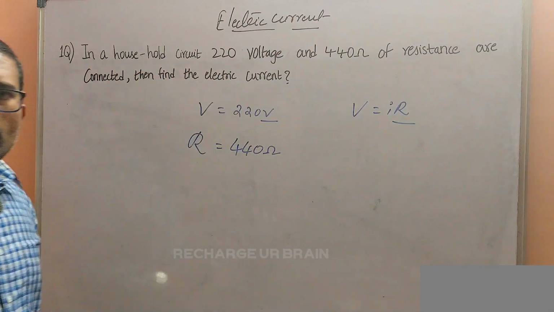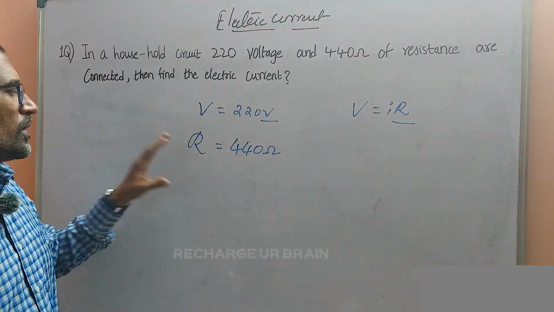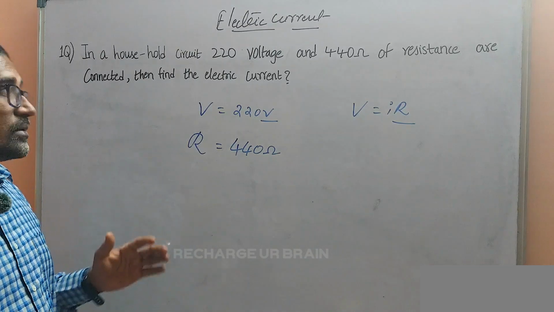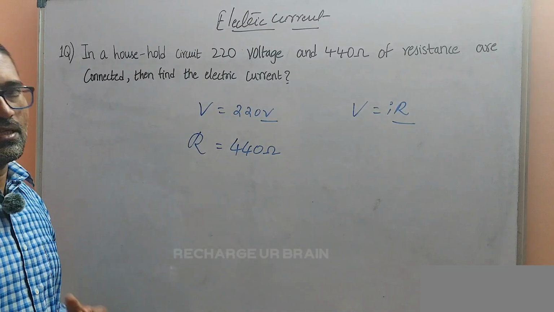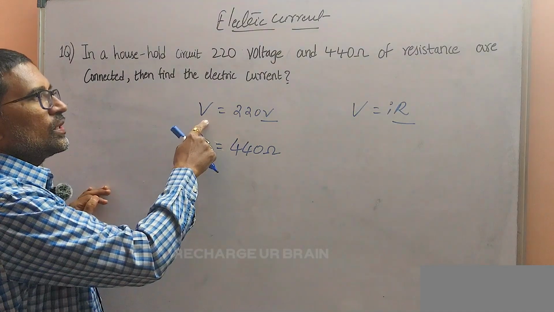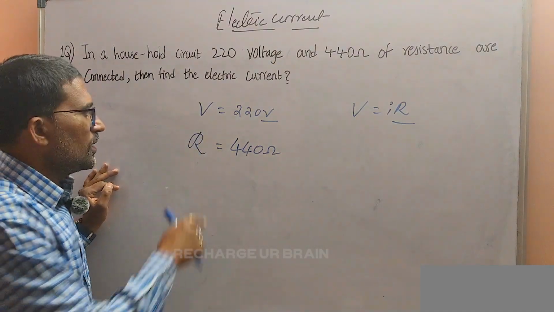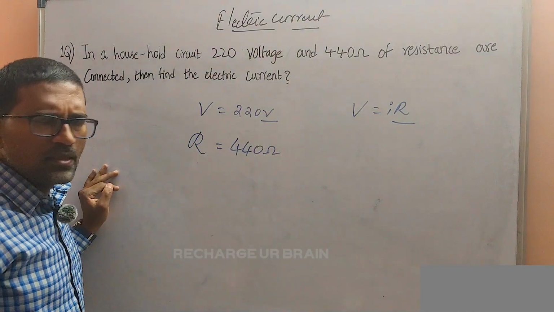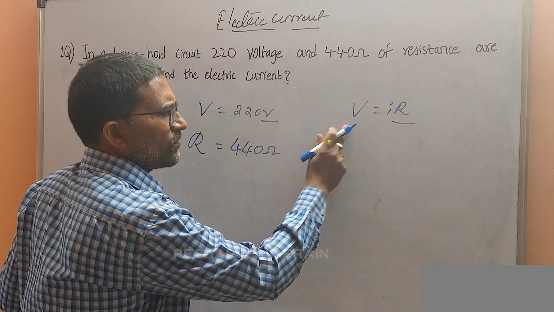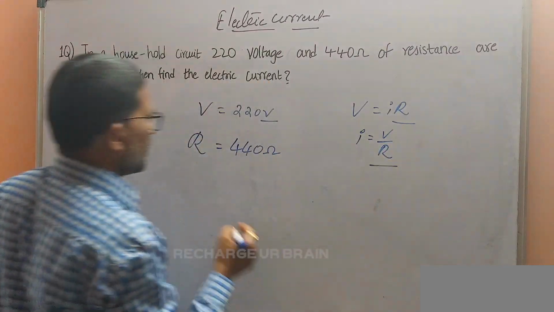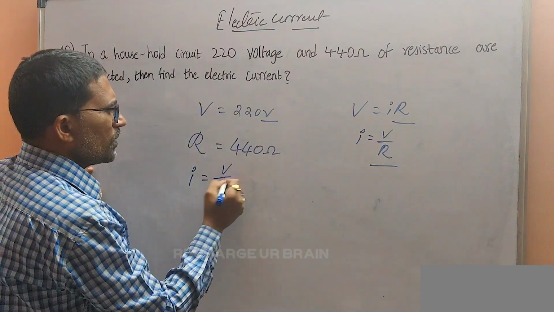Before you do the problem, please read the problem once or twice. Then you write down the data, then you will get a basic idea what formula we have to use. Here voltage was given 220 volt, resistance was given 440, then he asked to find out current. Very simple. According to Ohm's law, V is equal to IR, so I is equal to V by R. Use this formula.